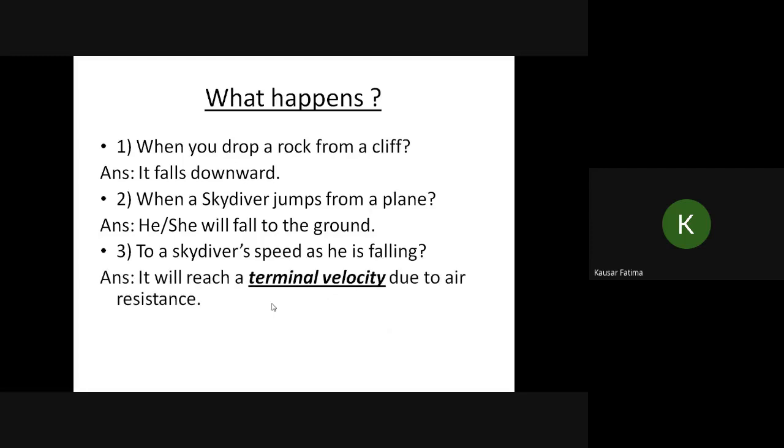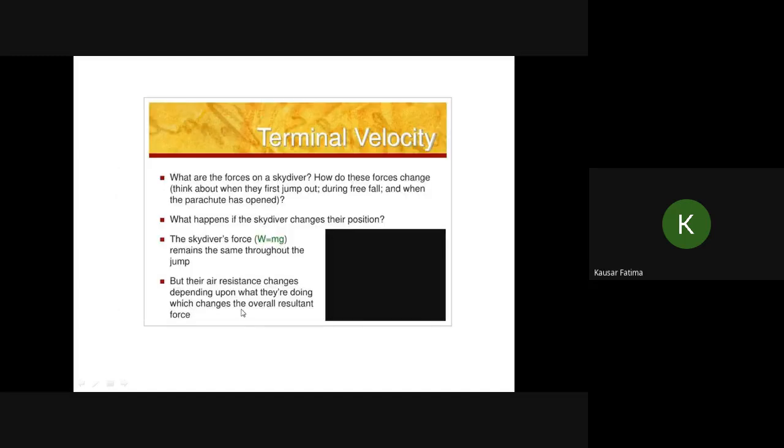Now we will talk about the effect of air on the motion of objects which fall towards the Earth, because the presence of air does affect the speed with which objects fall towards the Earth. Their acceleration will gradually decrease and they will start falling with constant velocity, and we call it terminal velocity.